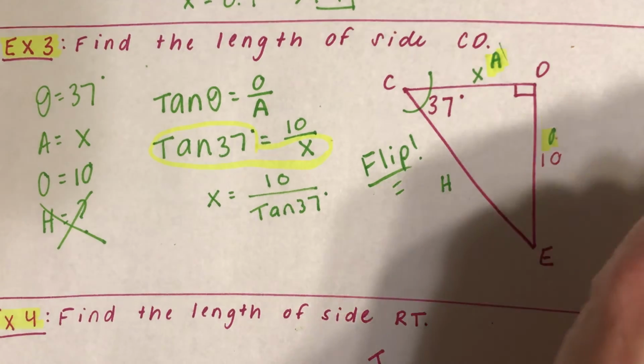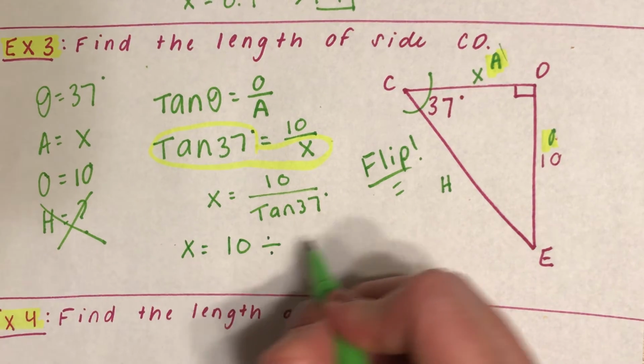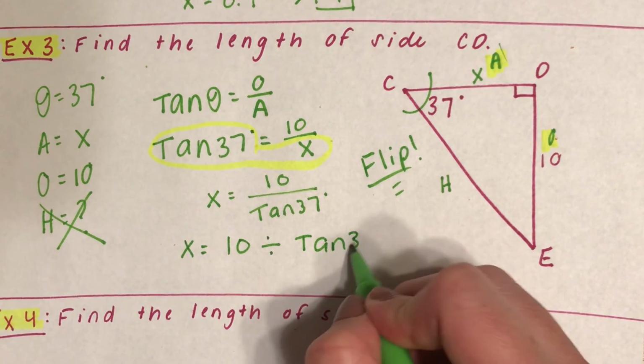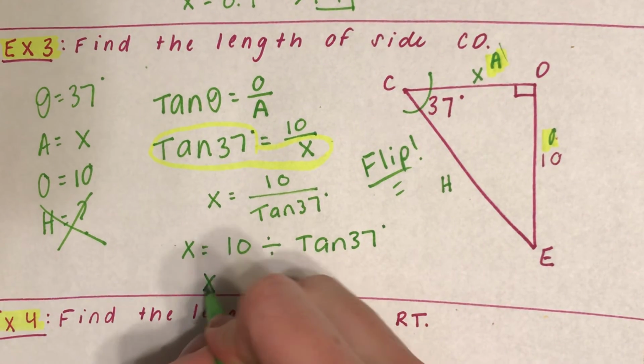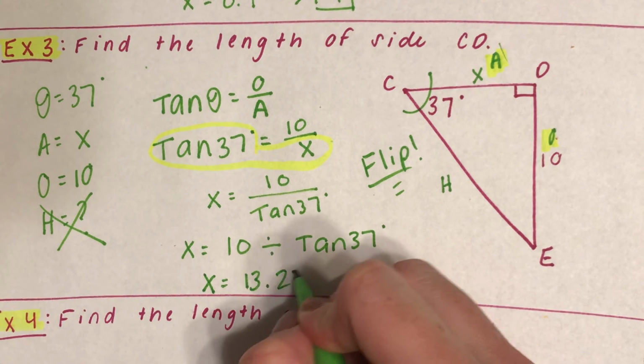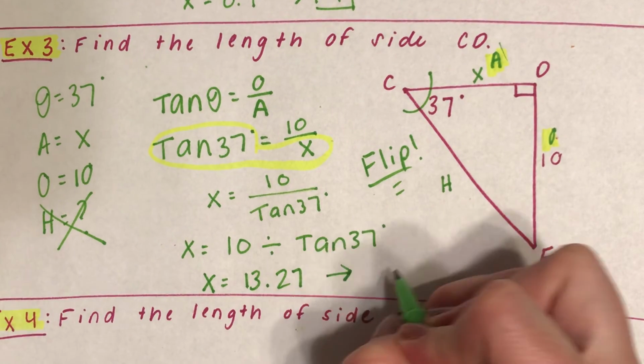So this time, in my calculator, I'm going to type in 10 divided by the tangent of 37, because remember, a fraction is just a different way to write a division problem. So I'm in degree mode. I'm typing in 10 divided by tan of 37, and I get 13.27. Okay, so rounded to the nearest tenth, that will become 13.3.